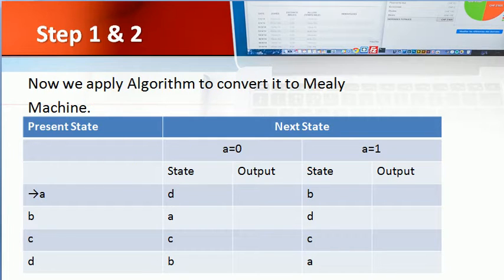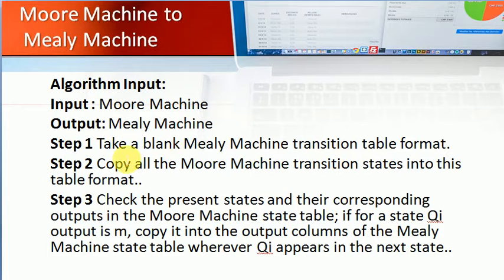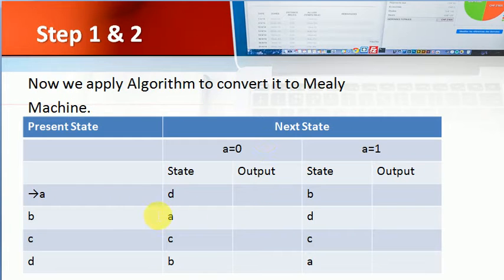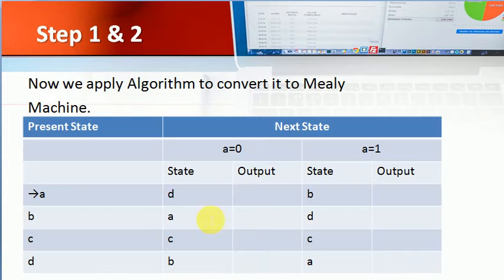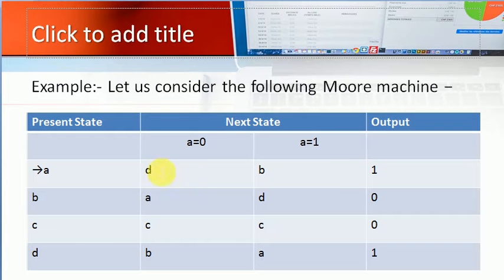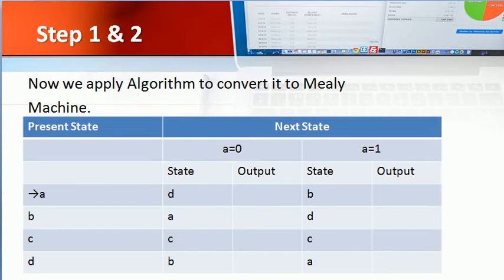Firstly, as it was written in the step, take the blank Mealy machine transition table format. So this is the transition table of the Mealy machine. Now we have written the same: copy all the Moore machine transition states into the table format. So from here we have copied all the next states to our Mealy machine table.